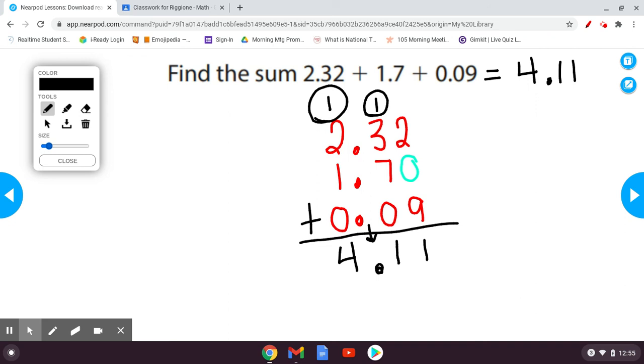So this was the majority of what we worked on today in class, is just continuing to practice adding using the standard algorithm, as well as modeling and understanding the equations that are represented with models.